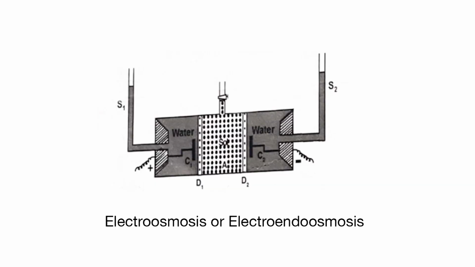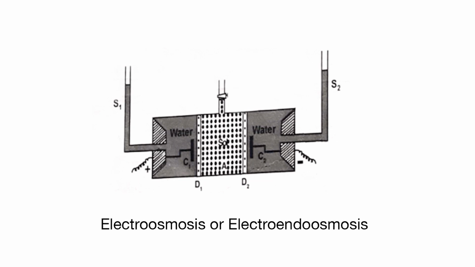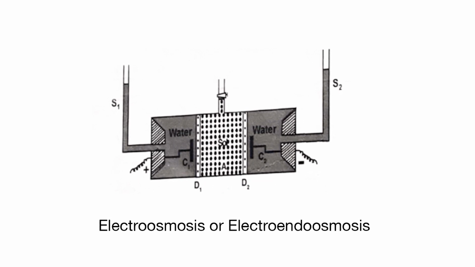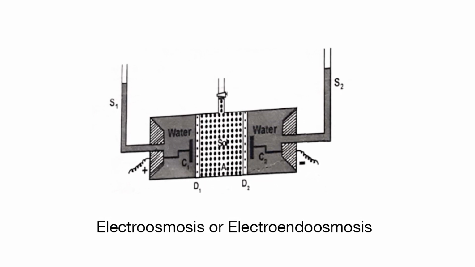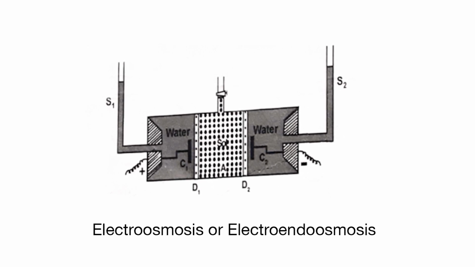The sign on the charge of the diffuse layer determines the direction of electroosmotic flow. The image shows an apparatus suitable for studying electroosmosis. The sol in the middle compartment A is kept separated from water in the side compartments C1 and C2 by means of two dialysing membranes D1 and D2. When an electric field is applied, water begins to move.